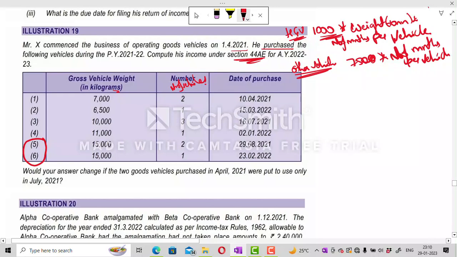Number of vehicles per month we should calculate. So number of months they have used, we have to calculate first. This first vehicle is irrelevant for us because it is not a heavy goods vehicle. Date of purchase is 4th of April 2010, means for 12 months they have used this vehicle. This one is March, only for 1 month they have used this vehicle.